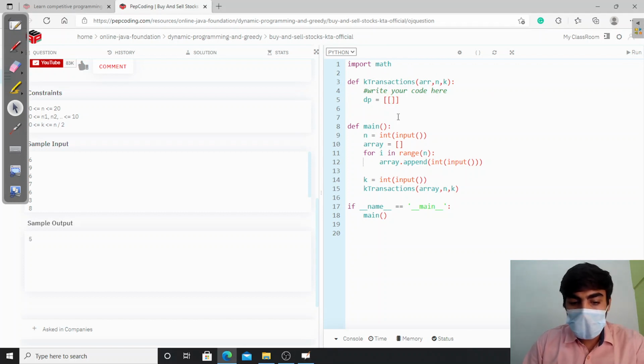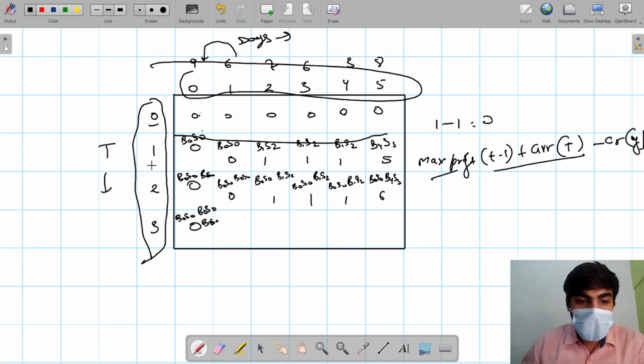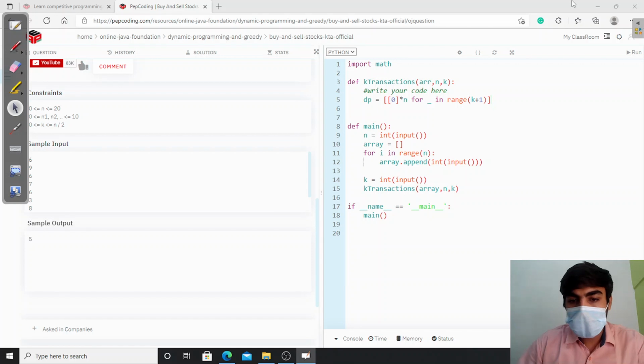So first one is 0 into n, for in range. I am taking k plus 1 here. Why am I taking k plus 1? Because I am starting from 0, then 1, 2, 3. So I am assuming we have 3 transactions, but I am starting at 0, so we have 4 times. That's why I am taking k plus 1.